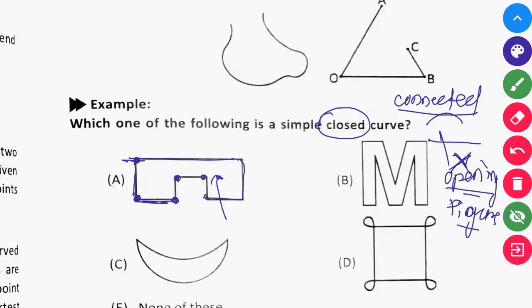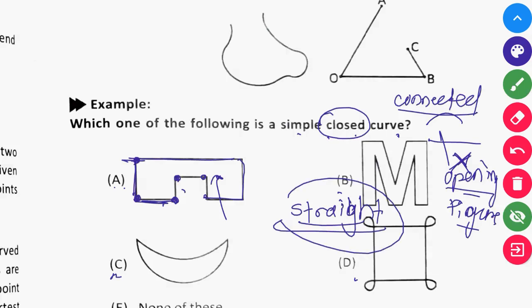So this is a closed figure. But we want a simple closed curve, not a straight line. So which is the curve here? Because A option is also a closed figure, B option is also a closed figure, D option is also a closed figure, and C option is also a closed figure. But everywhere there are straight lines used in that figure. But we want a closed curve.